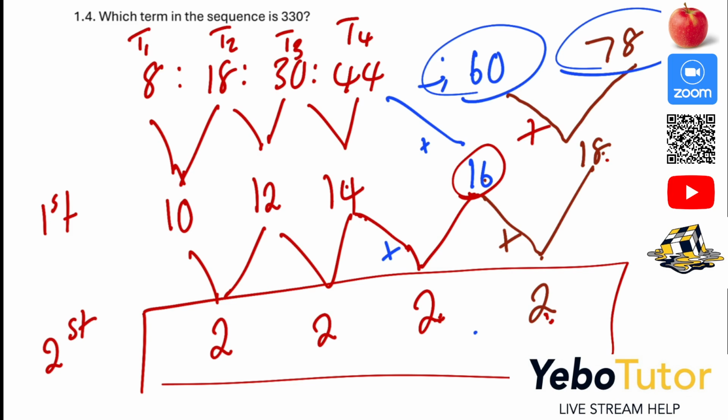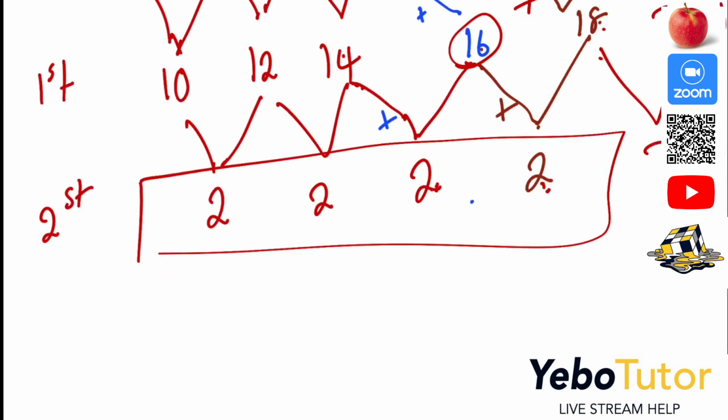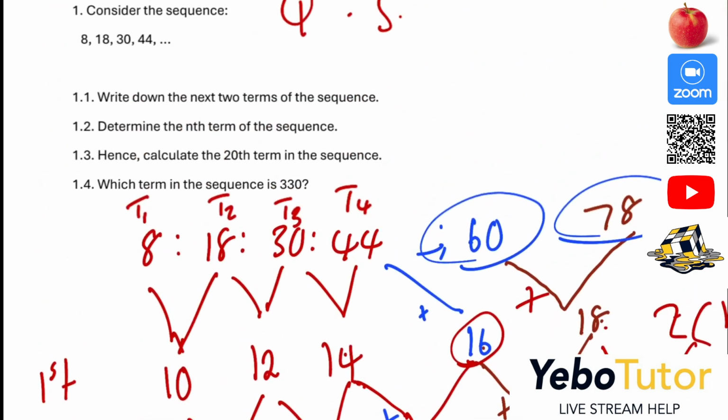If they say the next three terms, again, you come back here and you have your constant difference, which is 2, then 18 plus 2 is 20, then 20 plus 78, that's going to be 98, and so on. So that's how we can solve the first question which we were given.